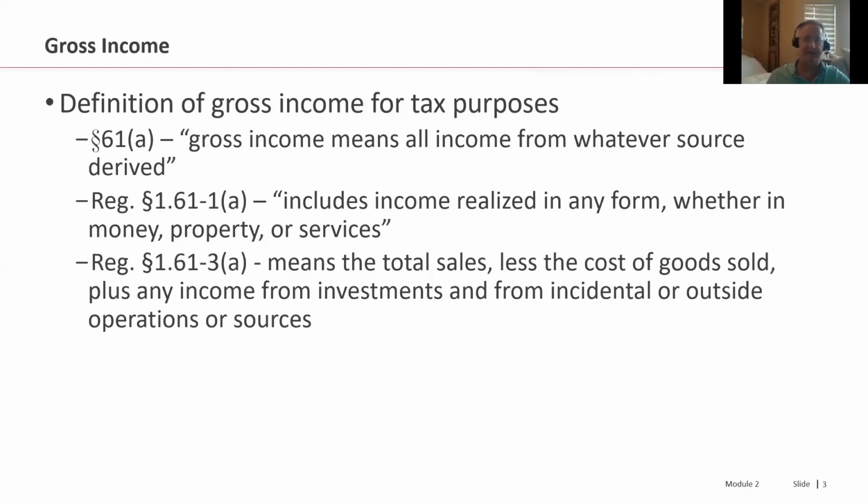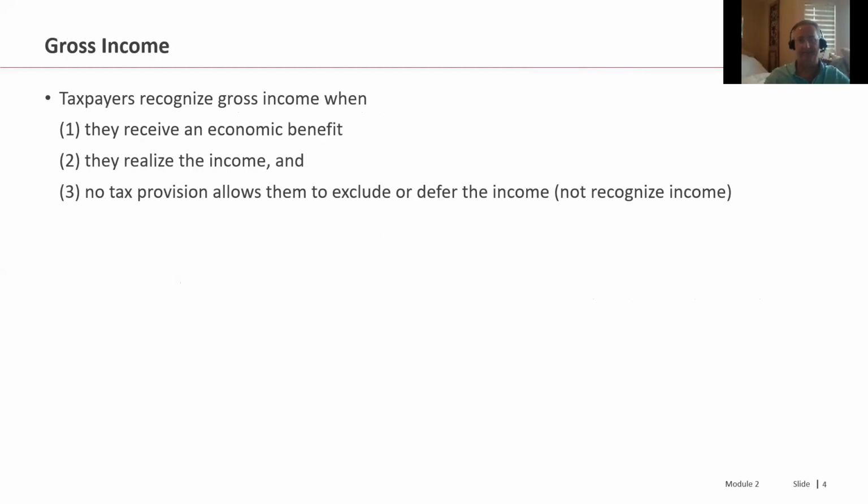So that's a pretty broad definition. Under the regulations to that code section includes any income realized in any form, whether money, property, or services. So income from whatever source in any form. And uniquely, there's a regulation 61-3 that says it means total sales less the cost of goods sold. So it's important to recognize that within your calculation of gross income is the opportunity to deduct your cost of goods sold. And that becomes important a little bit later when we talk about some deductions that are prohibited. Otherwise, it's just a bit of a quirk of the tax law.